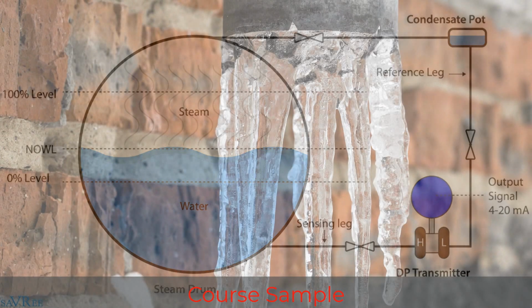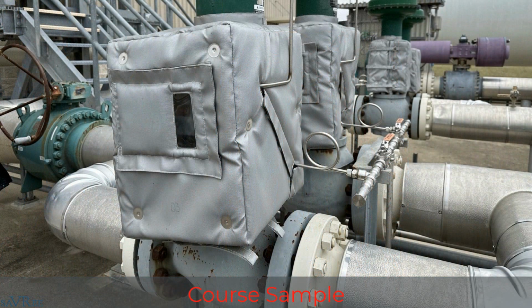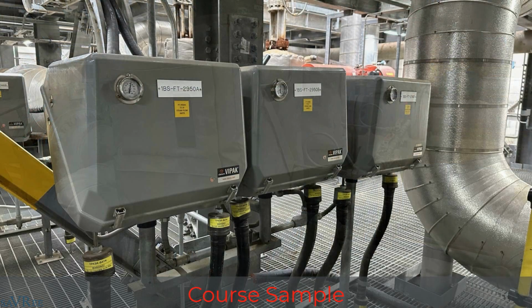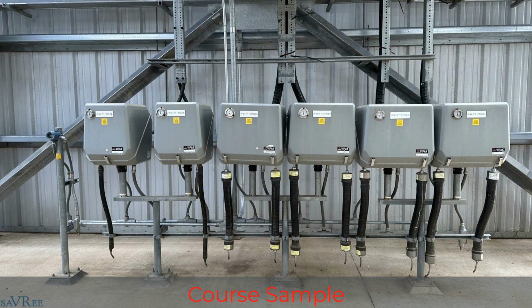So that's not good. Sometimes a DP transmitter might be installed outside. Sometimes it will be insulated, sometimes not. It depends upon the conditions, the ambient environment in which the DP transmitter is present. If the reference leg is surrounded by a very cold ambient environment, for example, if the ambient environment is at minus 20 degrees Celsius, which is minus 4 degrees Fahrenheit, then the condensate within the reference leg will begin to freeze. If that happens, the measurement that we're taking on the low pressure side of our DP transmitter is, once again, totally inaccurate.